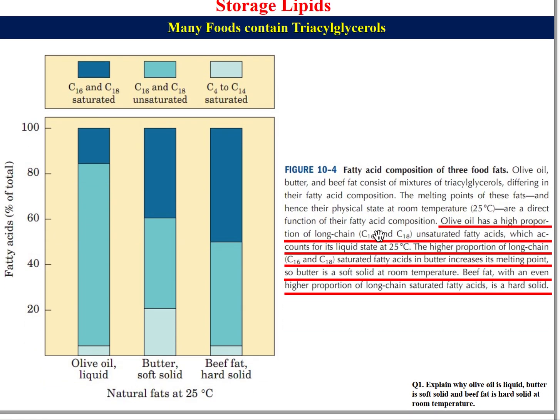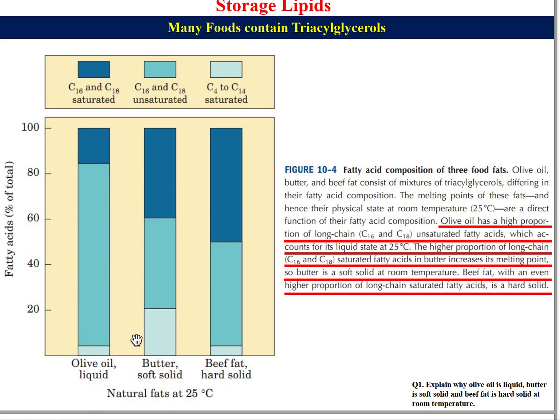Here you can see the comparison between olive oil, butter and beef fat. This is the saturated fatty acid, and this is the unsaturated fatty acid, and this is the saturated fatty acid. This is higher carbon, lower carbon. You can see olive oil is liquid at room temperature because of the presence of a higher amount of unsaturated fatty acid.